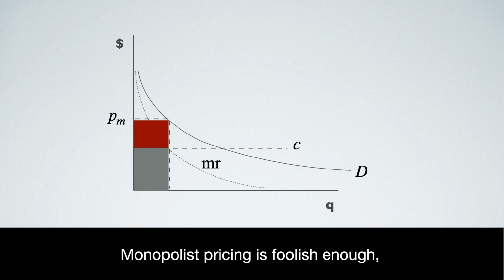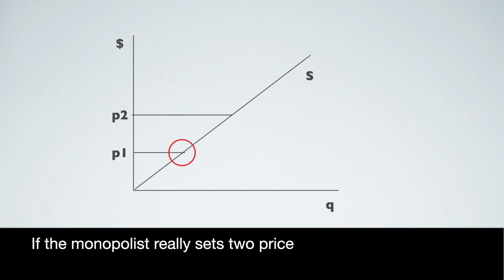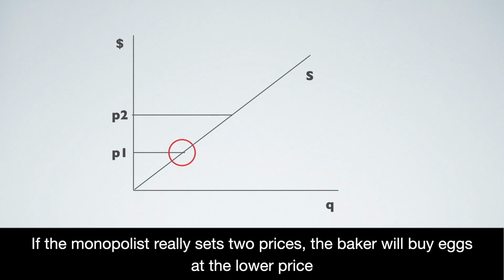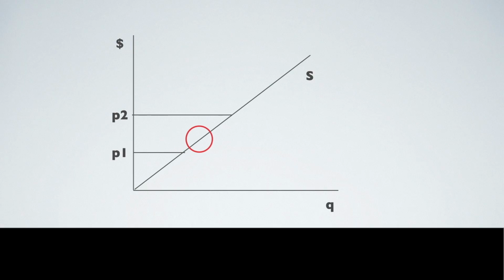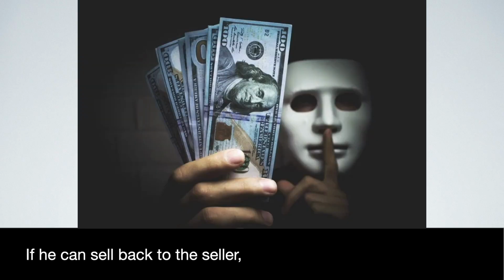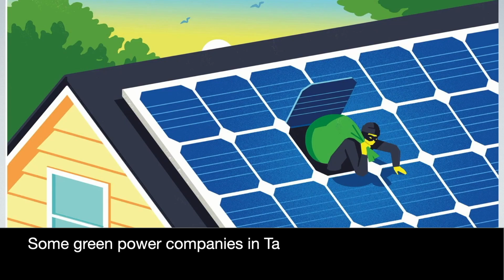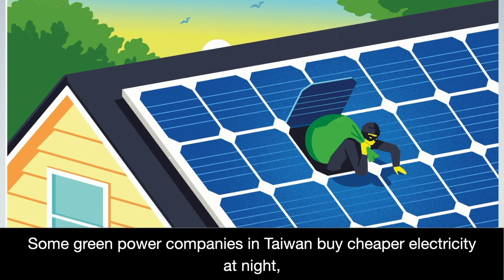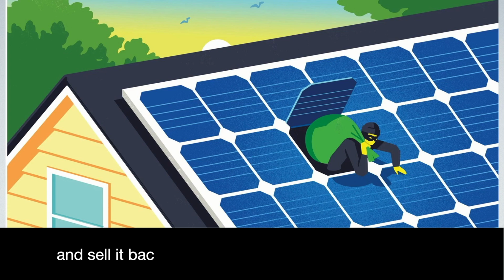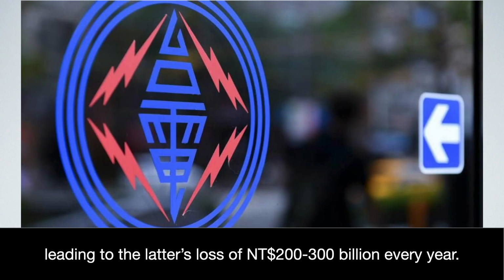Monopolist pricing is foolish enough, but discrimination pricing will be even worse. If the monopolist really sets two prices, the baker will buy eggs at the lower price and sell them at the higher price, regardless of his demand or elasticity. If he can sell back to the seller, the monopolist may go bankrupt. Some green power companies in Taiwan buy cheaper electricity at night and sell it back higher to the monopolist during the day, leading to the latter's loss of 200 to 300 billion every year.